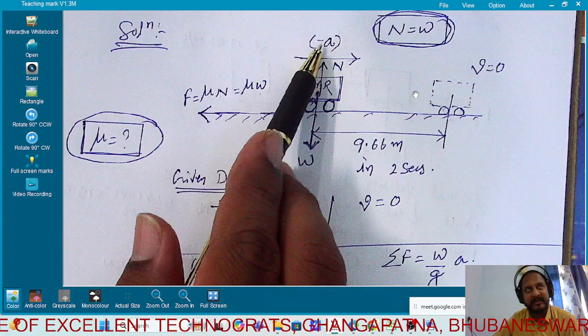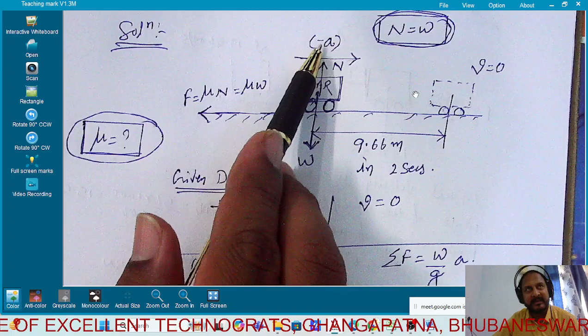What is s here? s is equal to 9.66, equal to at square, 80 square, at square minus half at square. All of you are clear why it is minus? Yes, sir. Due to negative acceleration. Let me write one more equation: it is ut plus half into minus a t square. That is the reason why it is minus.